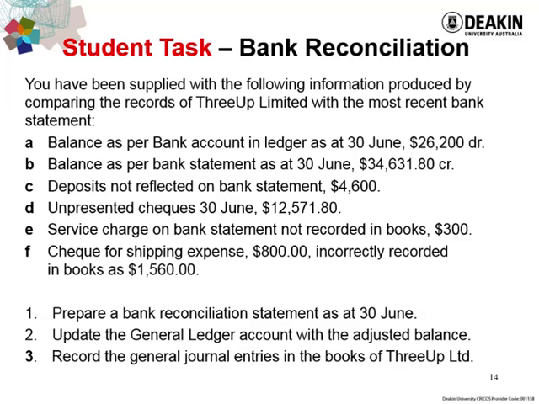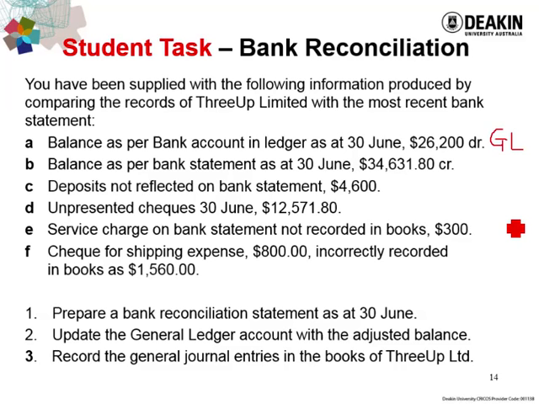Alright, the first student task. You are required to prepare a bank reconciliation statement, update the cash general ledger account, and prepare the general journal entries for the company. Let's first identify where each item will go. If you look at item A, balance as per bank account in ledger as at 30th June, 26.2k, this will actually appear in the general ledger account. So it will appear in your cash general ledger account.